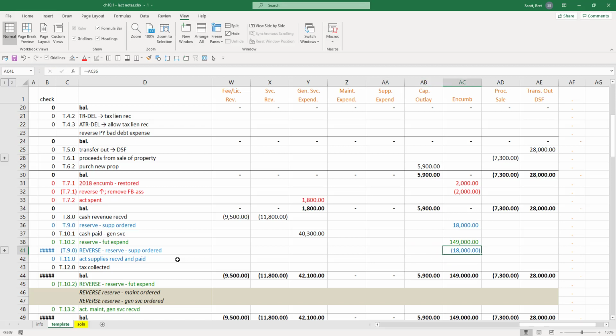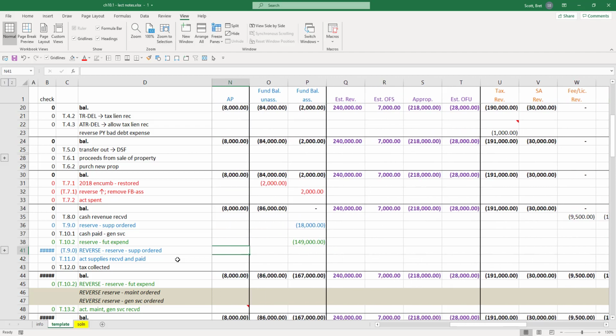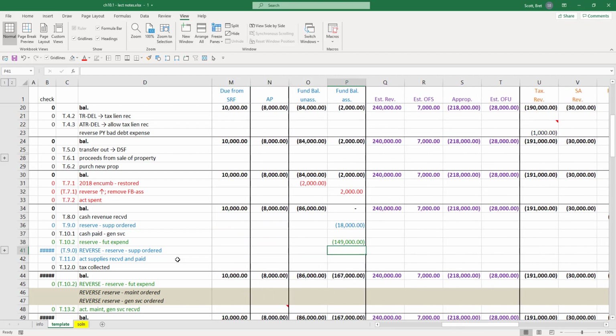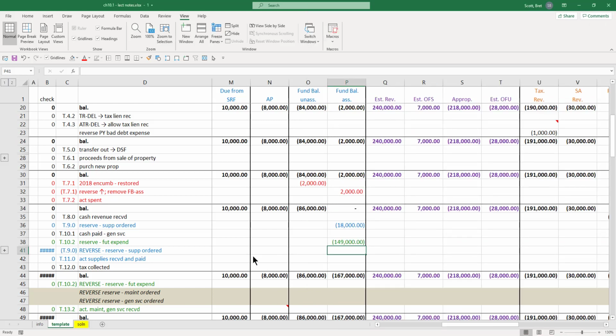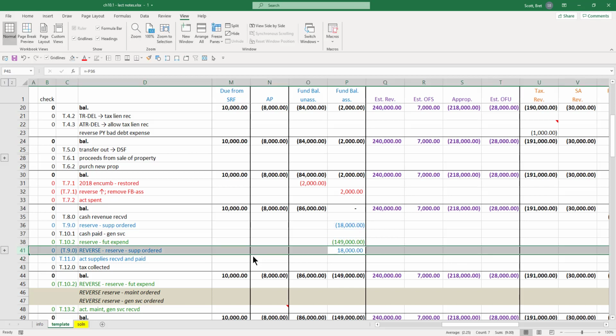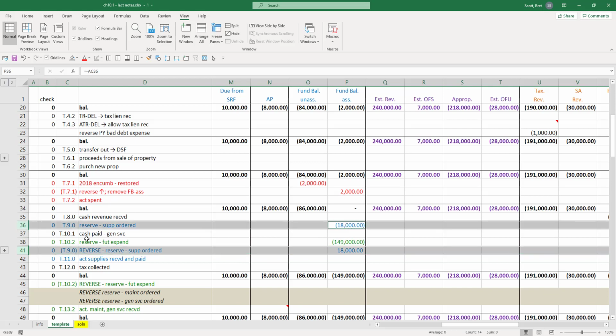So we reverse that out, and then where do we go? Where was the other 18? In the assigned column. So fund balance assigned is going to be the 18 million debit. So what have we essentially done with this row? This row is essentially just reversing out what we did in row number 36. So I'm simply saying here, this negative T9.0, I'm just reversing it out.